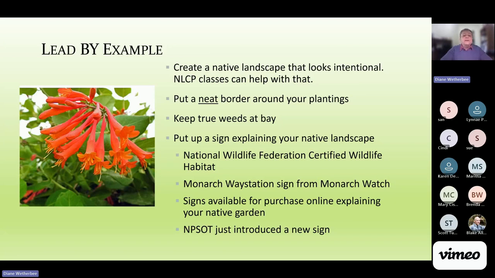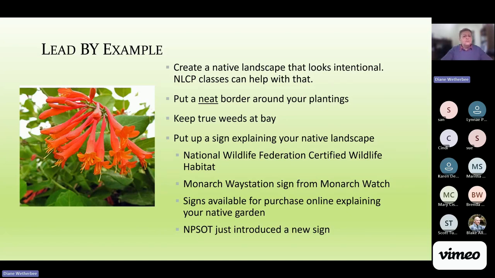National Wildlife Federation has signs for certified wildlife habitat, and it's actually pretty easy to get your yard certified as wildlife habitat. You just have to prove that you've provided those things necessary for wildlife, and wildlife can be pollinator insects as well. So food, water, shelter. You can get a Monarch Way Station sign from Monarch Watch. And again, on their website, they explain what's needed to have your area certified as a Monarch Way Station.